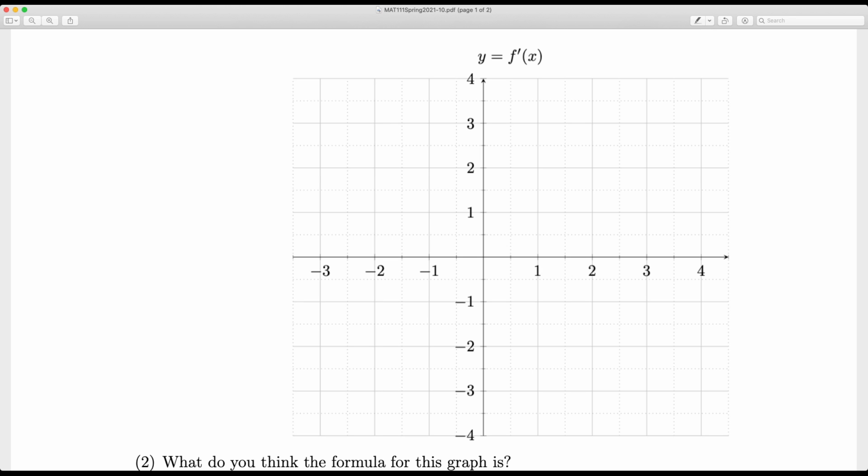But let me show you guys something cool for parabolas. And this only works for parabolas, by the way. So I'm going to draw a nice big parabola in blue. Okay, let's pick a point on it. How about x equals 1?